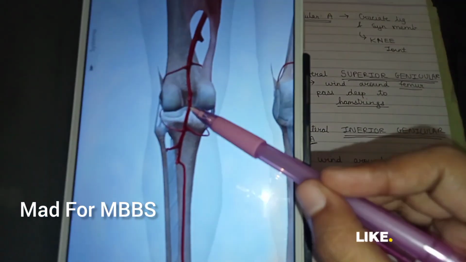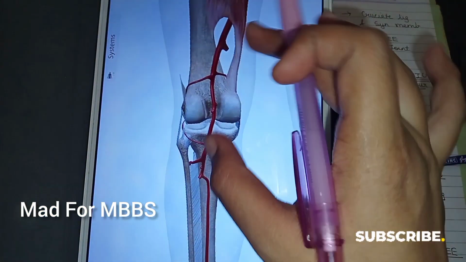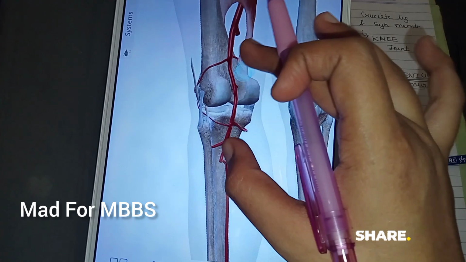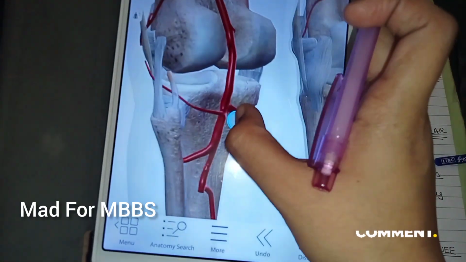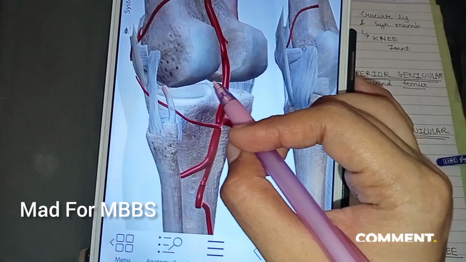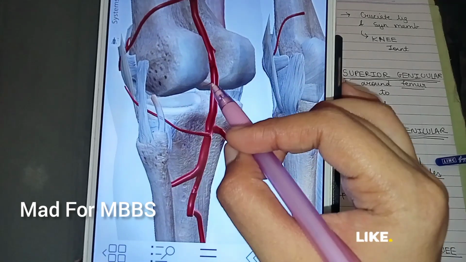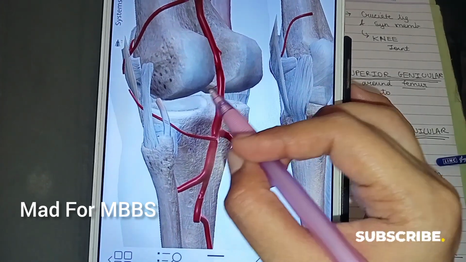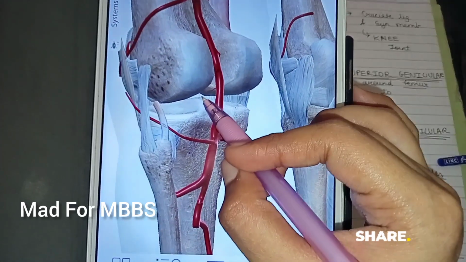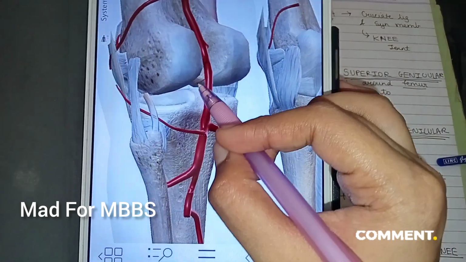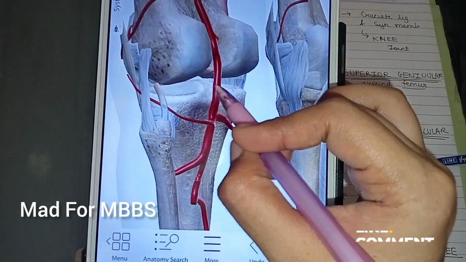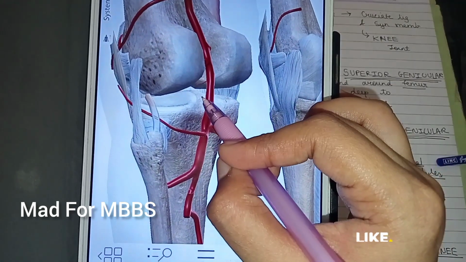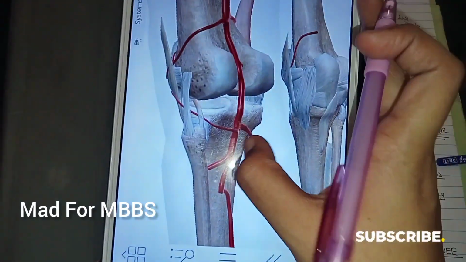Okay, so this is the middle genicular artery. So as we can see, it is a very small and thin branch of the popliteal artery which goes inside the knee joint and supplies its cruciate ligament and also its synovial membrane. And then we'll talk about its other branches.